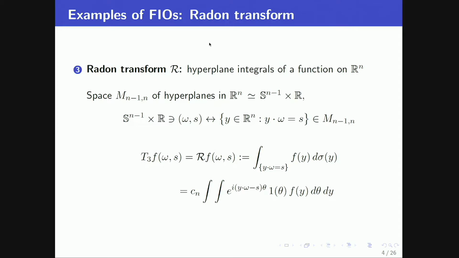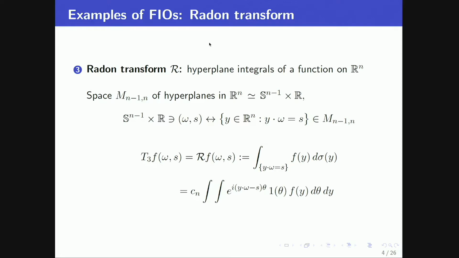So we let m sub n minus 1 n denote the n minus 1 dimensional affine planes in Rn. And that can be parametrized in a 2-to-1 fashion as the sphere cross R, simply because you can describe any affine hyperplane as a set of y such that y dot omega equals s, where omega is a unit vector and s is some real number. Of course, in this description, if you replace omega, s by negative omega, minus s, you get the same hyperplane, but let's ignore that. So the space of affine hyperplanes, you can think of it as a cylinder, the sphere cross R.